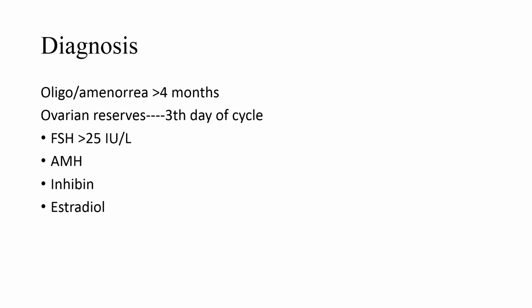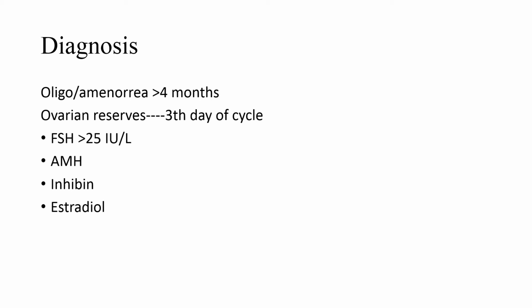Then the second step is to diagnose the ovarian reserve, that is how many primordial follicles are already present or remaining in the ovaries. So it is done on the third day of the cycle normally. In this case, if ovarian follicles are less, then the FSH level would increase because estrogen is not being produced sufficiently and it is not giving negative feedback.